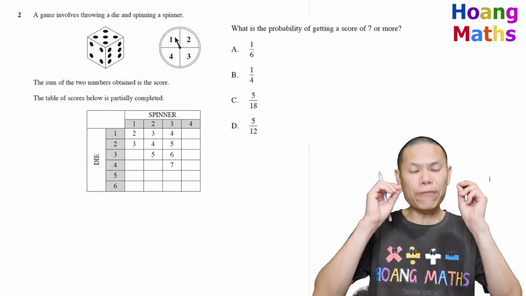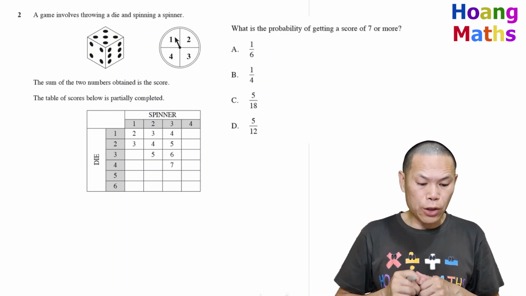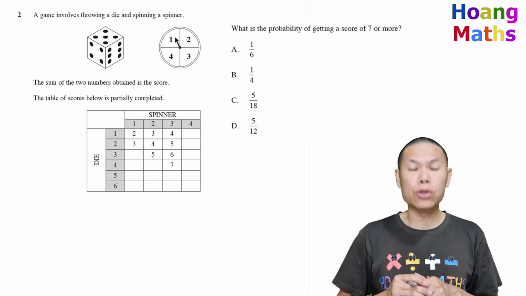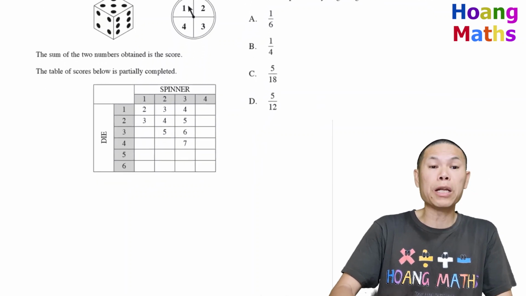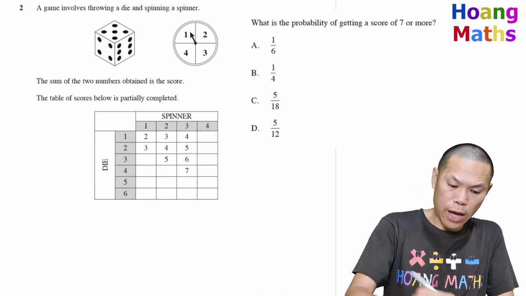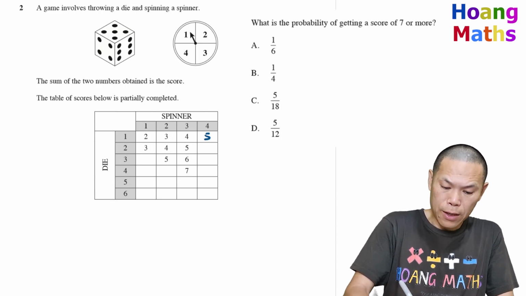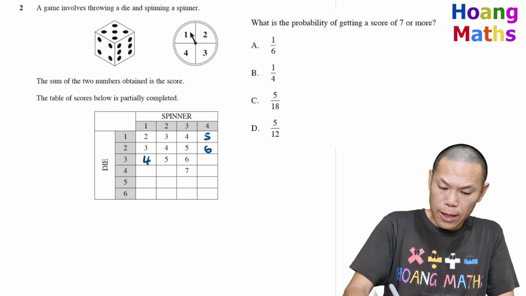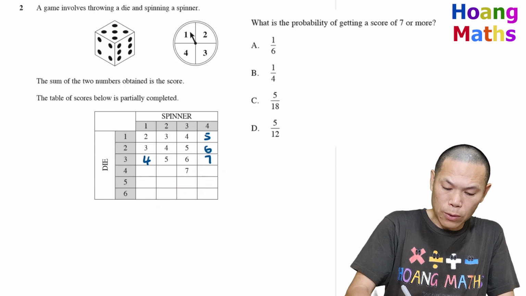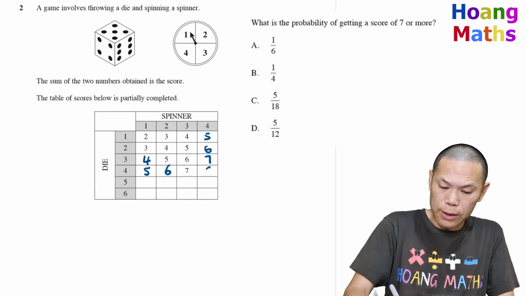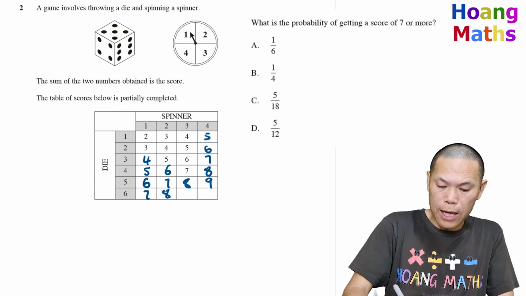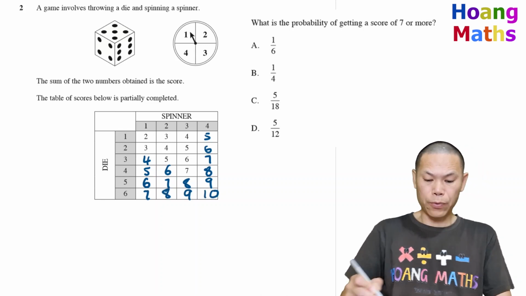Question number 2. We have a die and a spinner. The sum of the two numbers obtained is the score. There is a table showing the sum of the die and the spinner, so let me just complete this table first. We have 1 plus 4 is 5, 2 plus 4 is 6, 3 plus 1 is 4, then this is 7, and 4 plus 1 is 5, 6, and 4 plus 4 is 8. We have 5 plus 1 is 6, 7, 8, 9, and 6 plus 1 is 7, 6 plus 2 is 8, and then 9 and 10. So there you go.